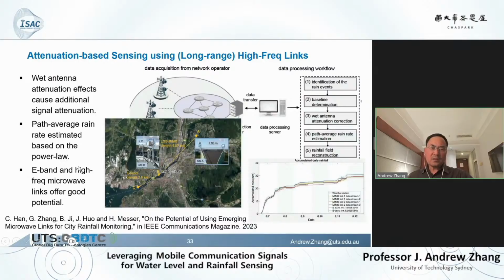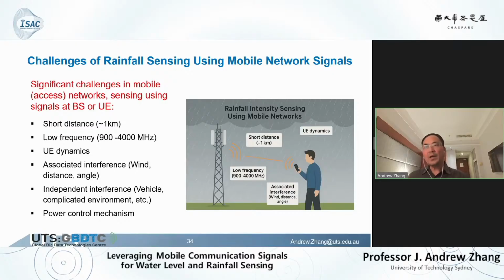But in the commercial cellular network today, most of the, for example, 4G and 5G systems, they operate at sub-6 gigahertz, and the connection between mobile phones and the base station is often limited to, for example, several hundred meters to a few kilometers, often not more than 2 kilometers. So within such a short distance, the attenuation that can be observed is quite small, right?